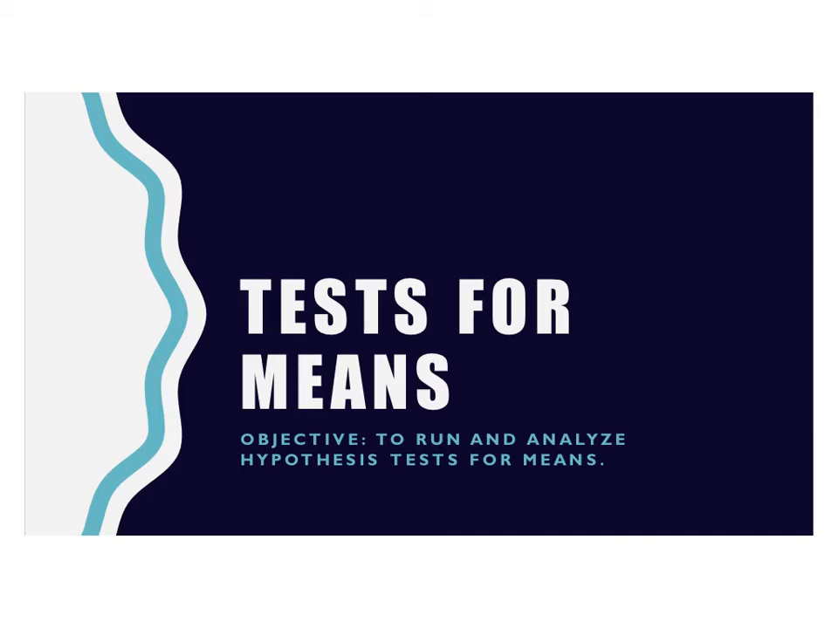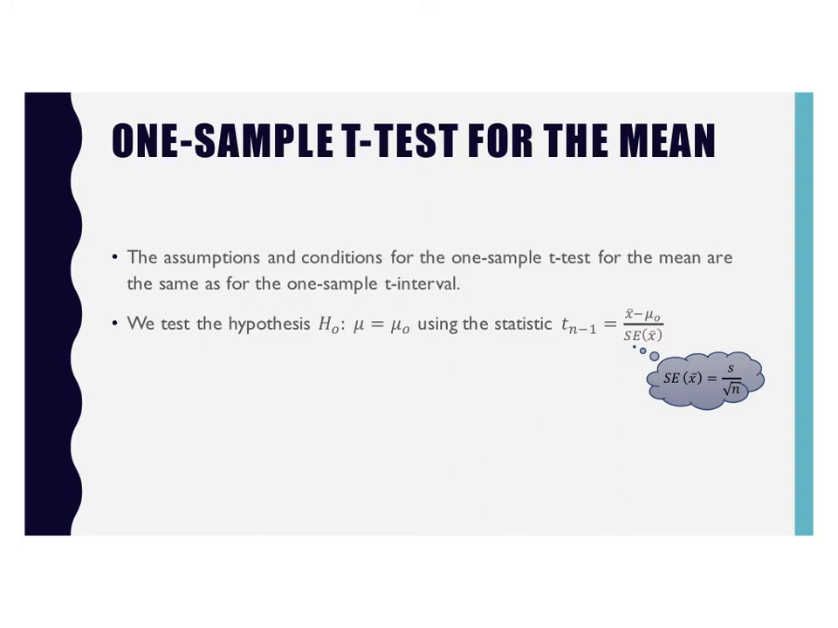Today we're going to run and analyze hypothesis tests for means. For a one sample t-test for a mean, the assumptions and conditions are the same as for a one sample t interval. However, we test the null, that mu is equal to mu naught, using our test statistic here.